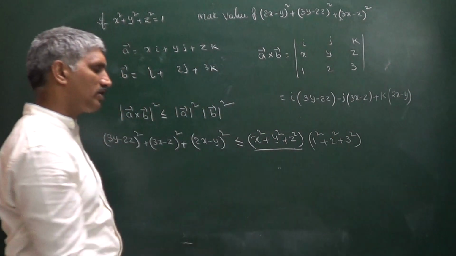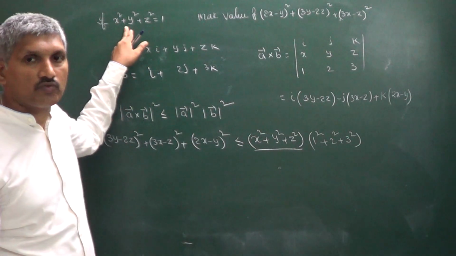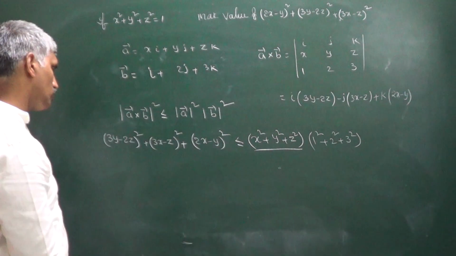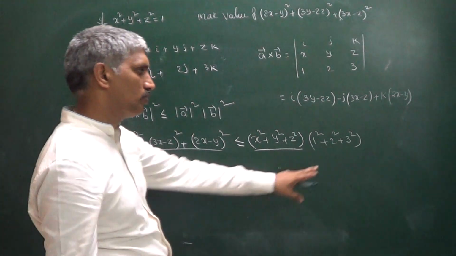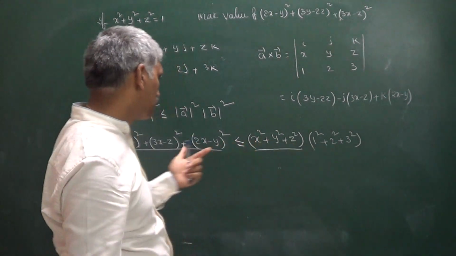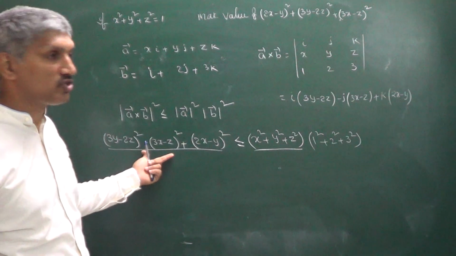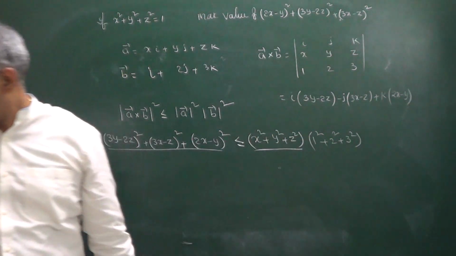In the question this information is given: x square plus y square plus z square is equal to 1. That's why this value is always less than or equal to 14. That's why its maximum value is equal to 14, right?